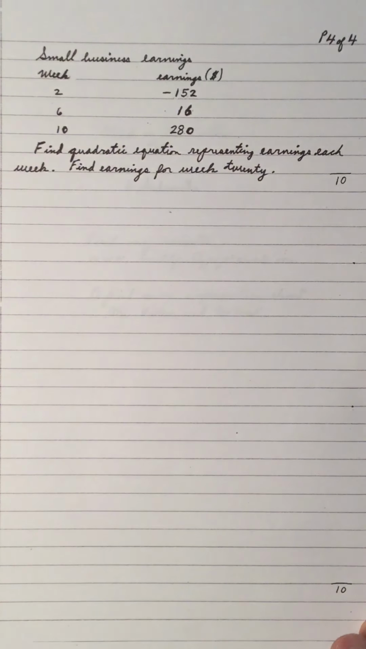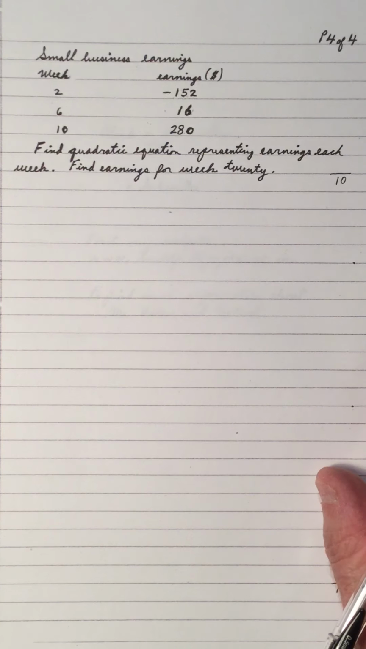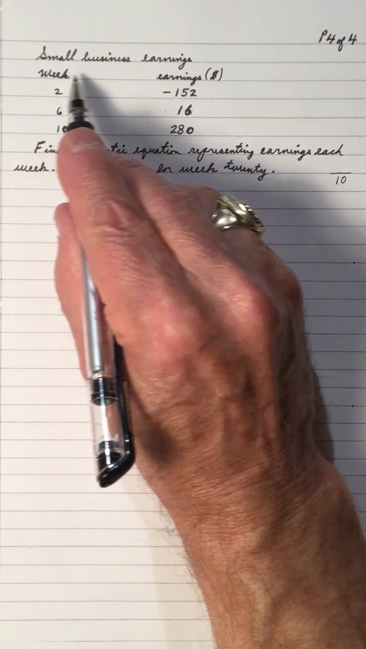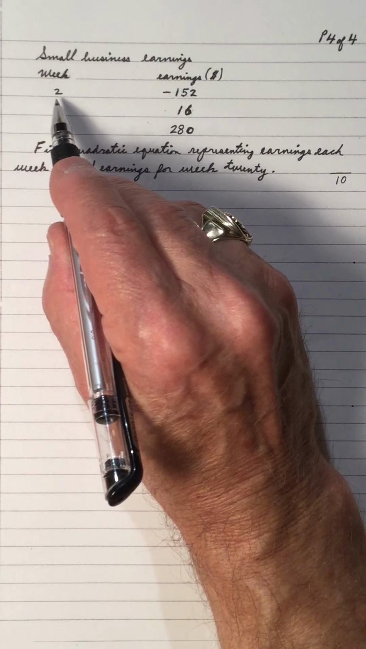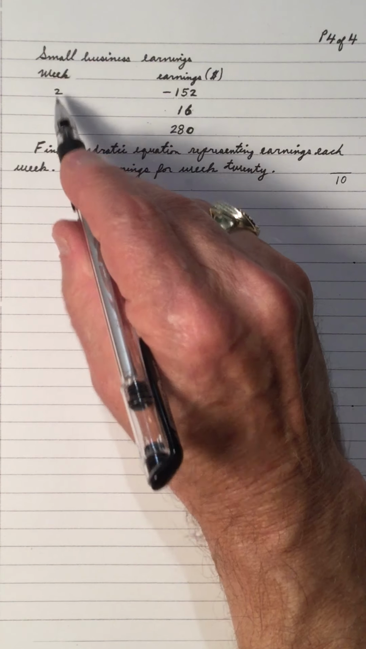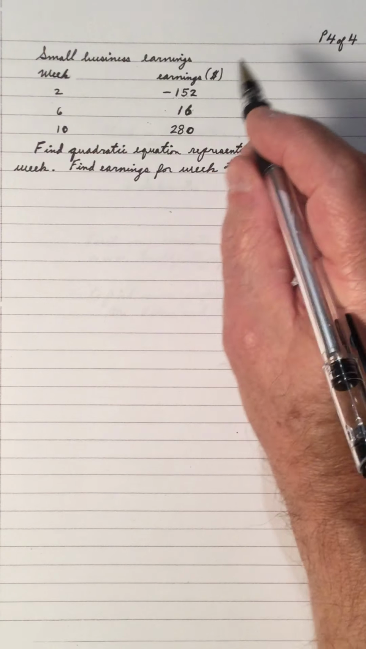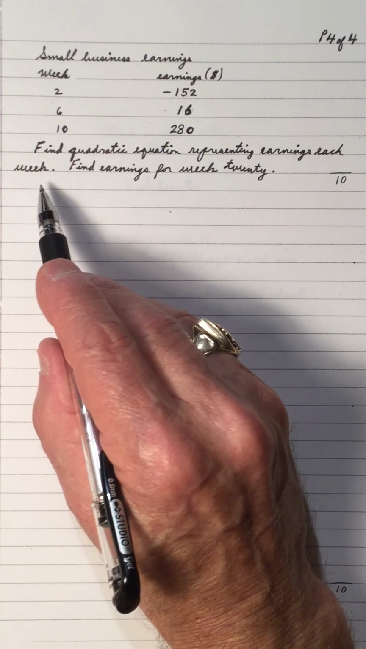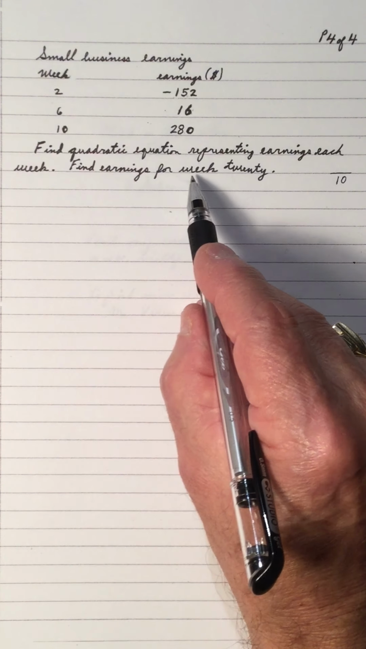7 marks. And we have one more, which is a word problem, because that's the third series of videos that we did on finding the equation of a parabola through 3 points. So here's the word problem. Small business earnings. Week 2, the earnings were negative $152. Week 6, the earnings were $16. And week 10, the earnings were $280. It says find a quadratic equation that represents the earnings each week. And then it says find the earnings for week 20.